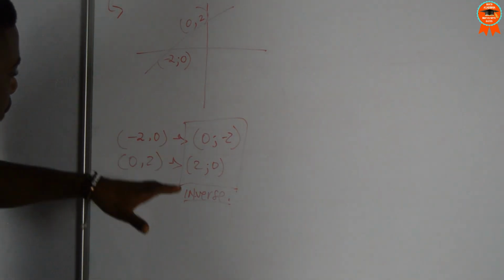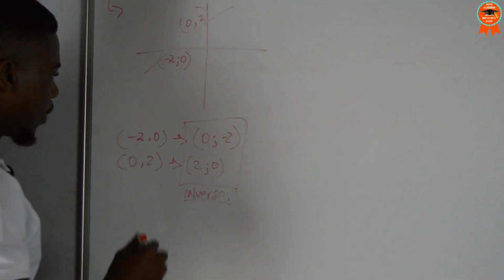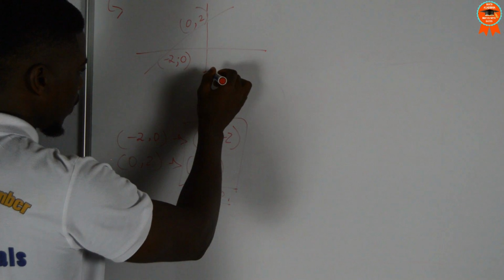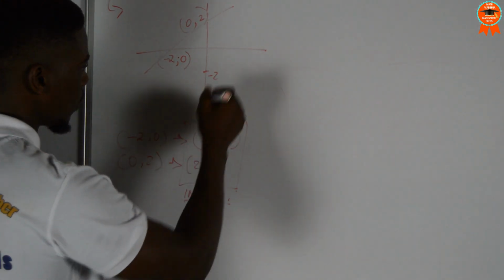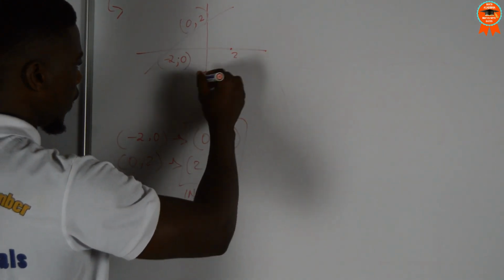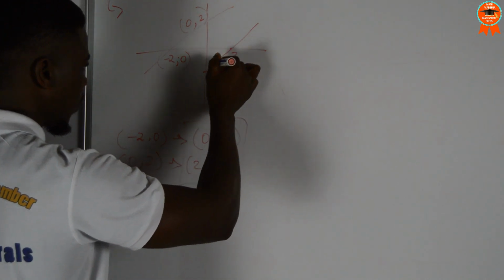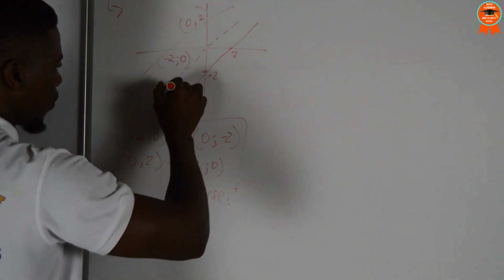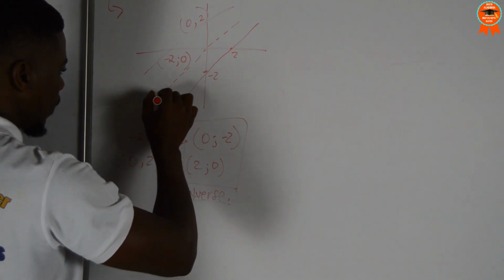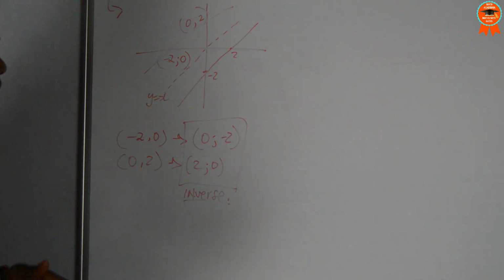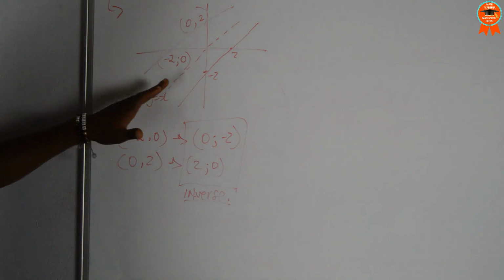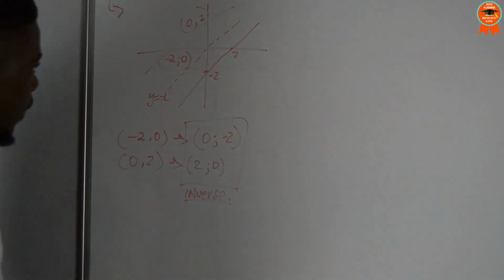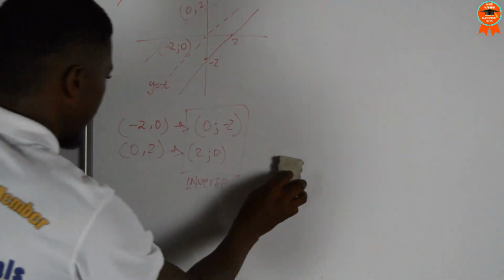Then I can come and plot the graph here. So 0 and negative 2 will be right here. 2 and 0 will be right here. And that is my straight line. I connect the dots. So this is a reflection along the line y equals x. It's a mirror reflection. This line was reflected through y equals x, and it gave us this line. As simple as that. Now let's do another one.